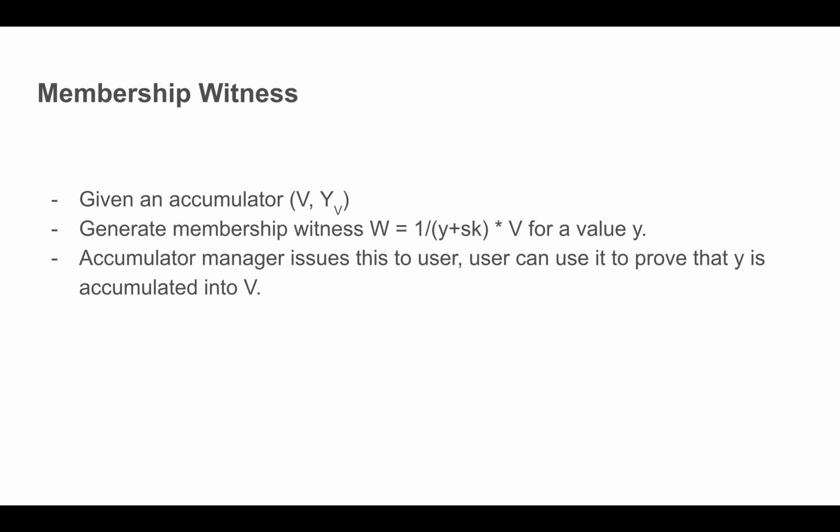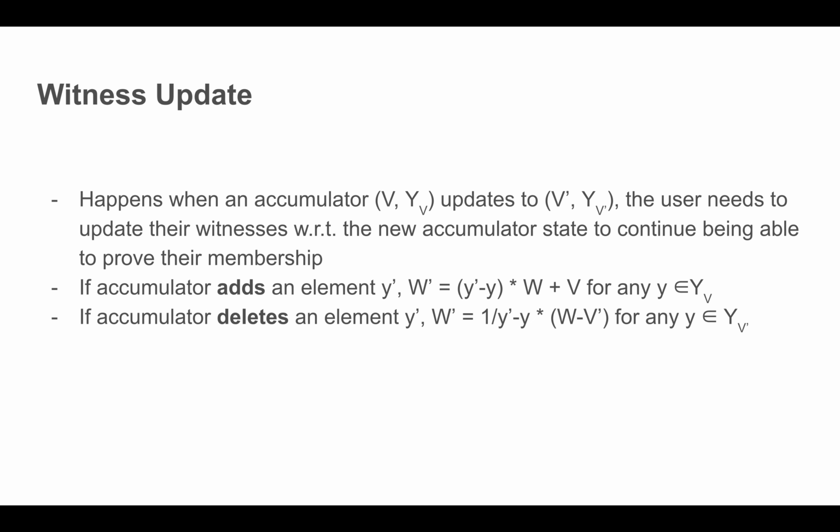To issue a membership witness, you take the current state of V divided by (y plus secret key). The accumulator manager issues this to the user, and the user can use it to prove that y is accumulated into V. V is the current accumulated value, and the yV are the values accumulated. Those values are only known to the accumulator manager and are not published.